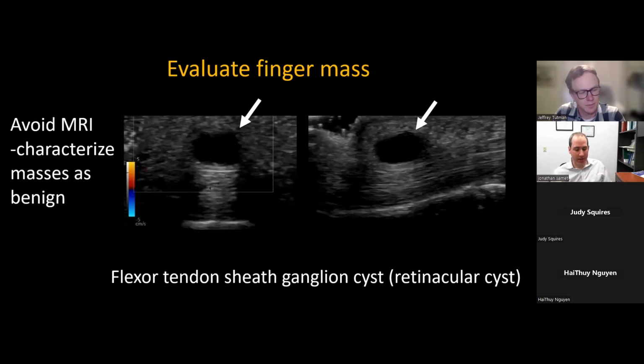But as it turns out, they're most commonly at the level of the A2 pulley, which is over the proximal phalanx. So it's far and away most common to see this abnormality right over the proximal phalanx, and it looks like it's just sitting on top of the tendon. You don't usually see a fluid cleft or anything. So being able to see a cyst, show that it's anechoic, with no vascularity, and that this is just a ganglion cyst.